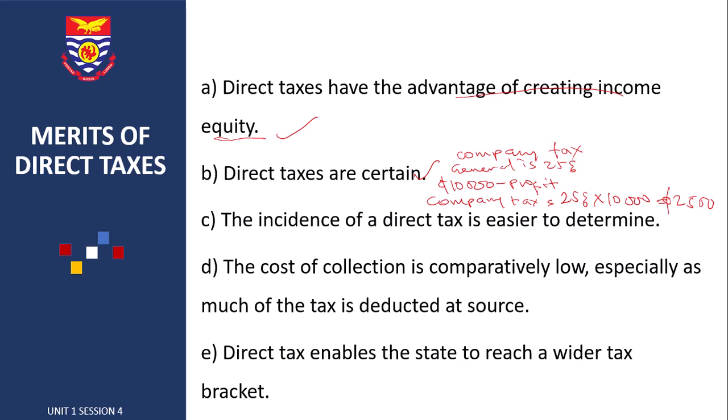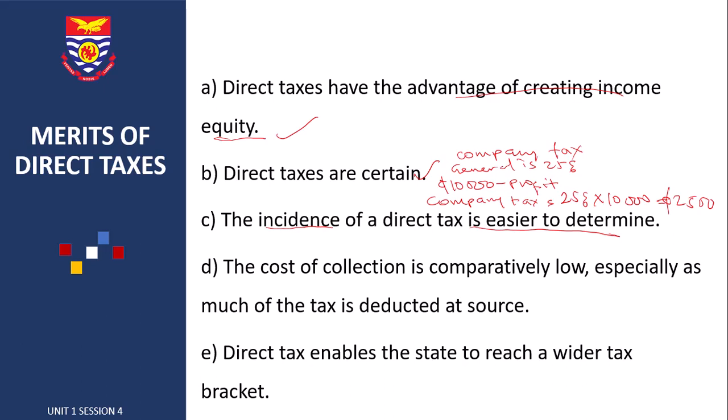You follow through the processes and then you pay it. So direct taxes are certain. Then we have the incidence of a direct tax is easier to determine. This is because the one earning the income pays the tax. So the incidence is borne by the person earning that income.